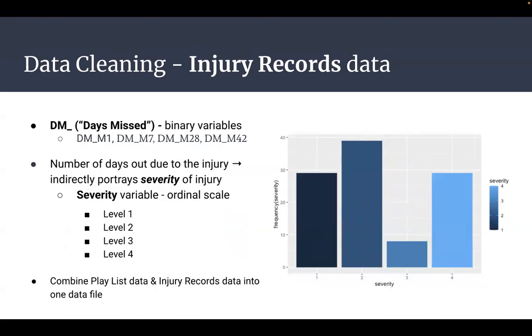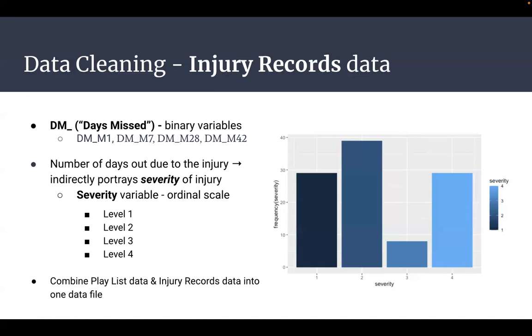Another variable I chose to clean up was the days missed binary variables. So the number of days out due to injury, I assumed that this indirectly portrayed the severity of the injury because, of course, the more days that you're out, the worse the injury. So I created the severity variable with the scale level 1, level 2, level 3, and level 4. Level 1 being the least serious, which would be the DM_M1, and then same for DM_M7 and M28 and M42. 1 being the least serious, 4 being the most severe.